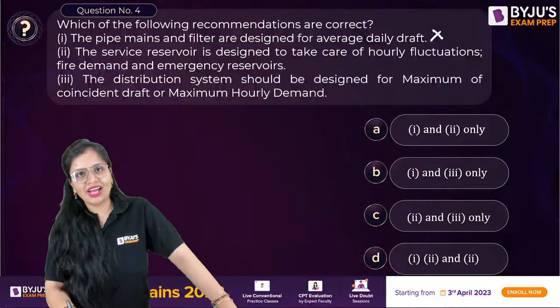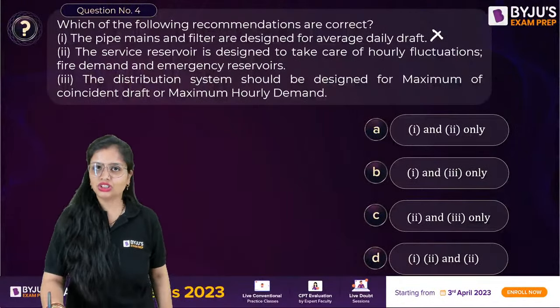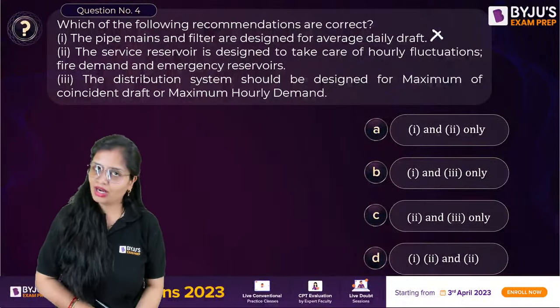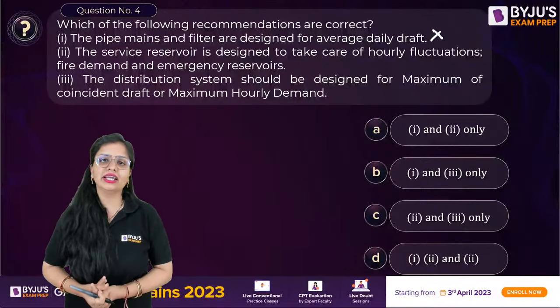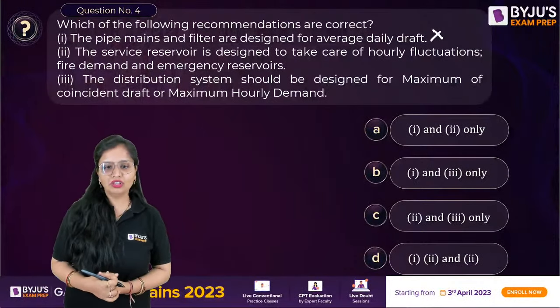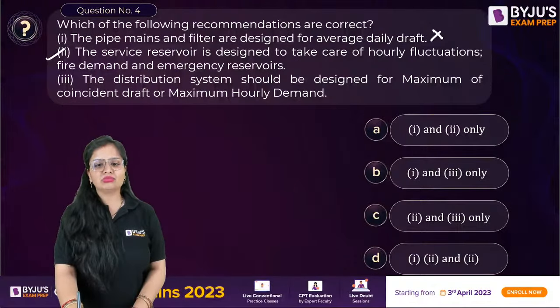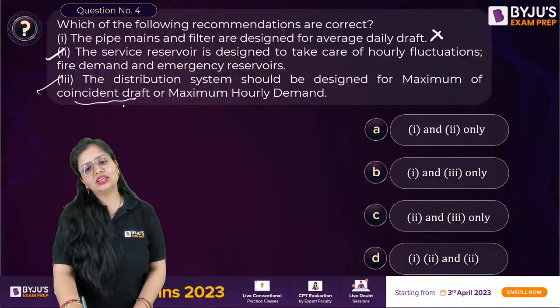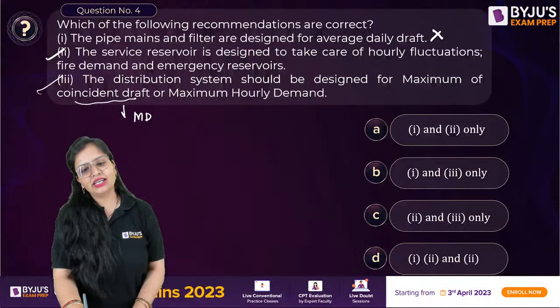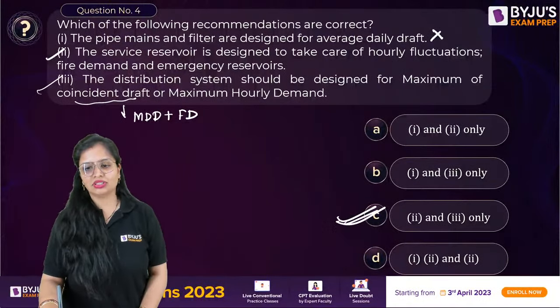The service reservoir, that pani ka tanki which you have in your society, is designed to take care of hourly fluctuations. Absolutely correct. Fire demand, that is also correct. And emergency storage, because in case of breakdown or anything, it should be able to accommodate the needs of the people. So this is correct. The distribution system should be designed for maximum coincident draft or maximum hourly demand. This is also correct. Coincident draft is what? Maximum daily demand plus 5. Okay, so 2 and 3 is C.